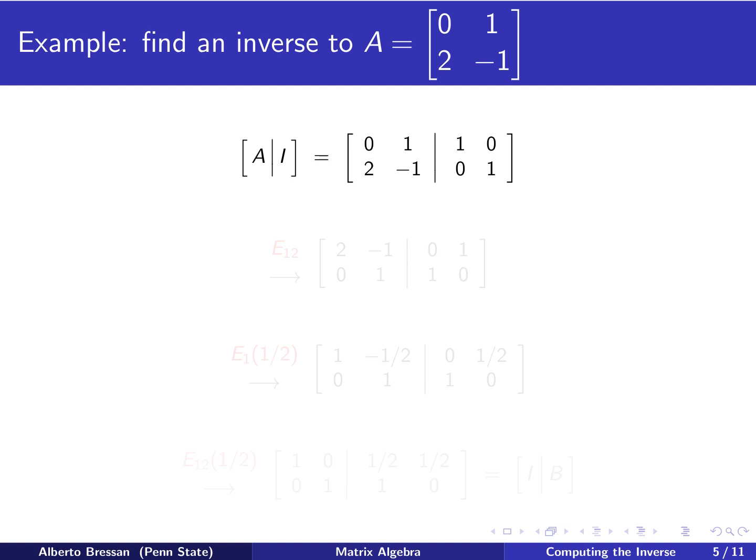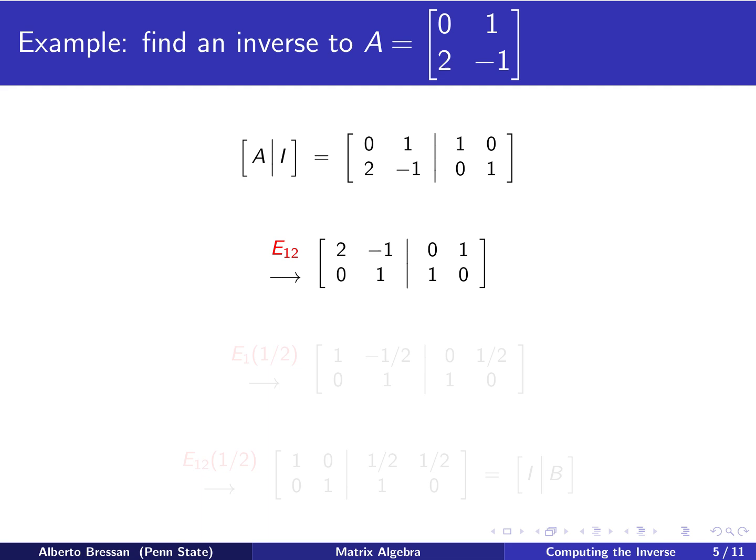Okay, so let's take an example. We take an example of a simple 2 by 2 matrix A, first row 0, 1, second row 2, -1. We make this composite matrix, put A here, and put the identity matrix here. The first step we see is that the pivot here is 0, which is not good. So we want to switch the row with the second row to get a non-zero.